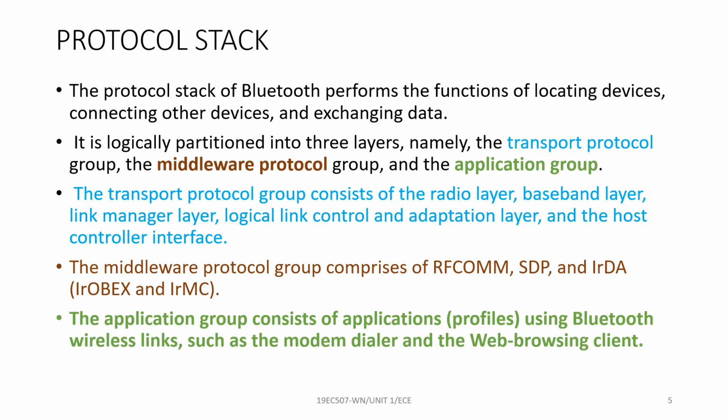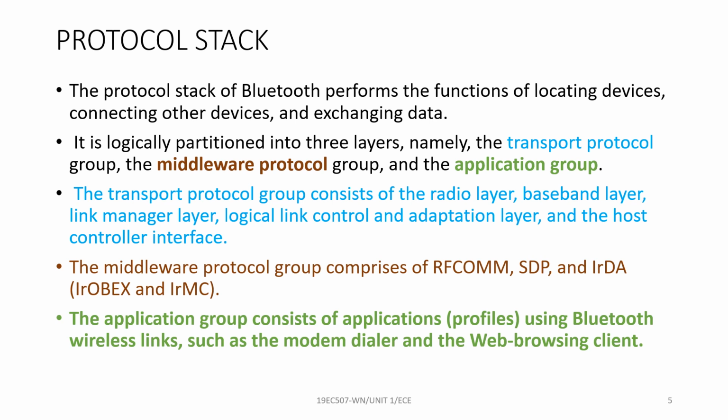We partition the architecture of Bluetooth into 3 layers, as we discussed in the previous slide. The major classifications are grouped as transport protocol group, middleware protocol group, and the application group. The transport protocol group is the bottommost layer, which we discussed to be the physical one, and it constitutes the radio layer as well as the baseband layer. It also includes the logical link control and adaptation layer along with the host controller interface.